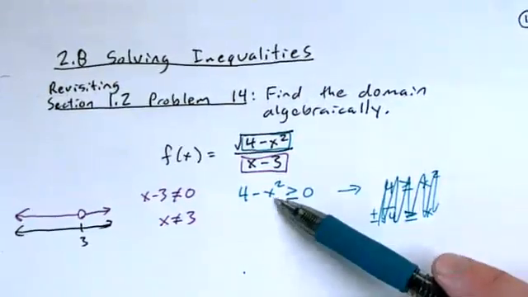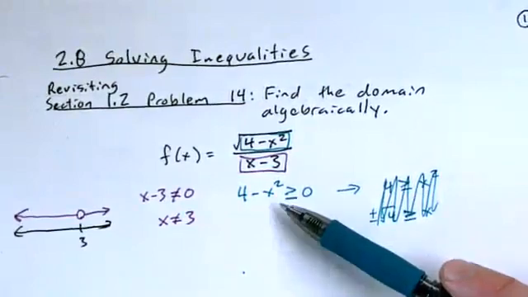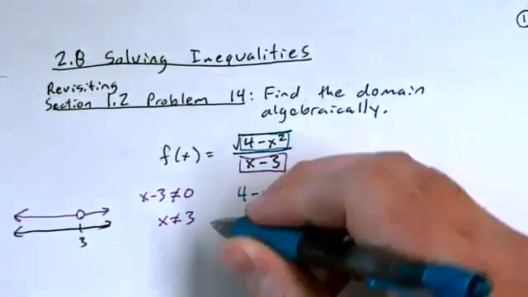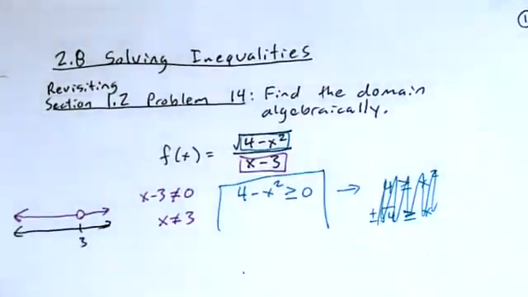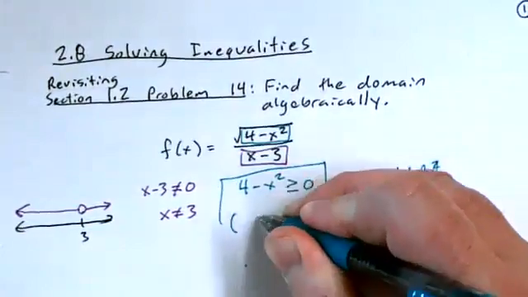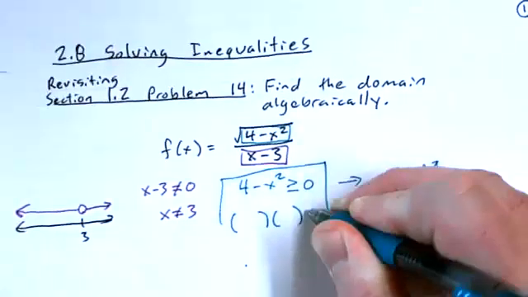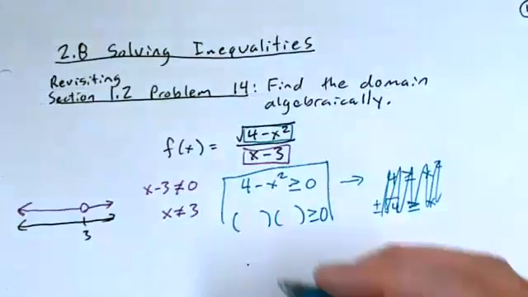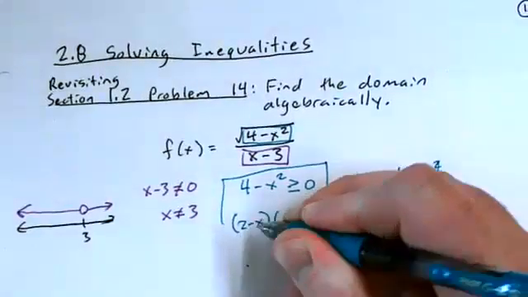So I'm going to show you how to do this algebraically. All right, so this is our first example. We're just solving this thing algebraically. So here's what we're going to do. We're going to start by factoring it. And it does factor because it's a difference of squares. That would be 2 minus x and 2 plus x.